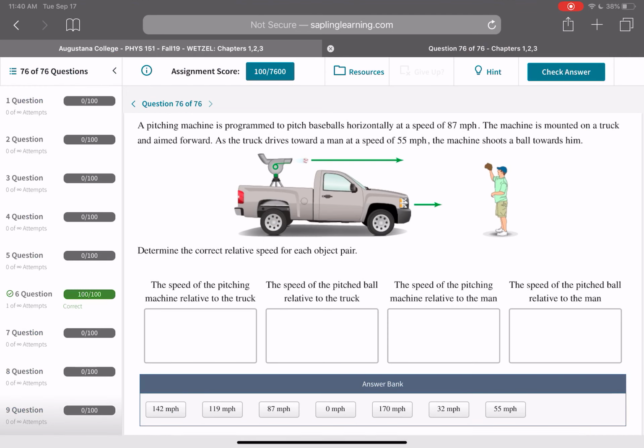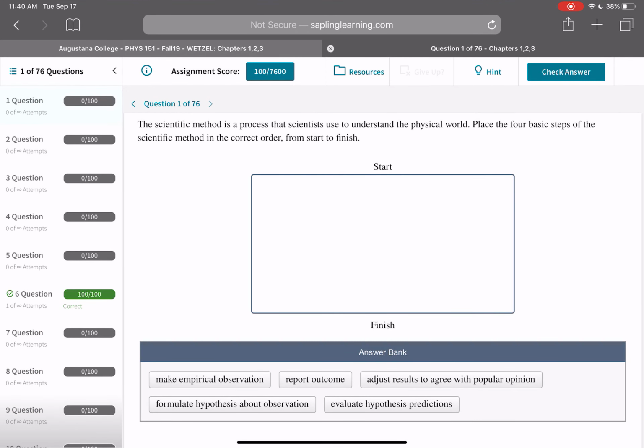Okay, and then next, scientific method. Okay, yeah, you can do that. That's back to the beginning. All right, bye.